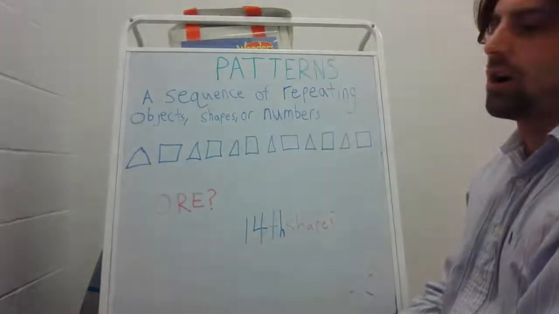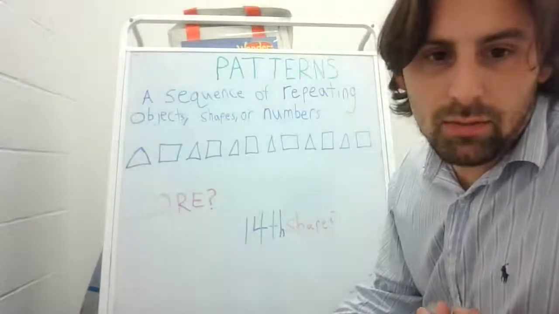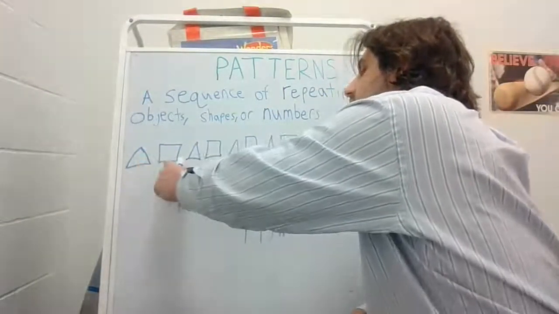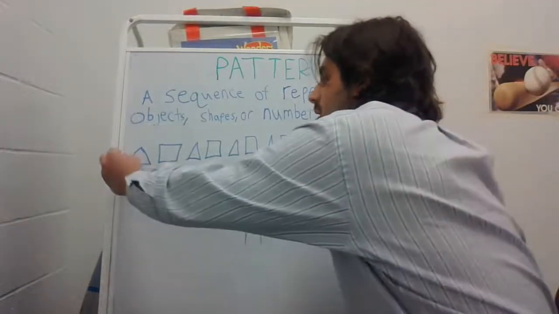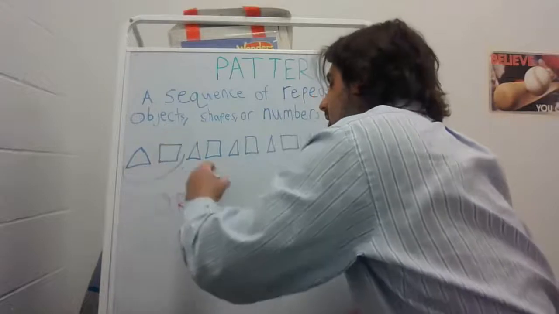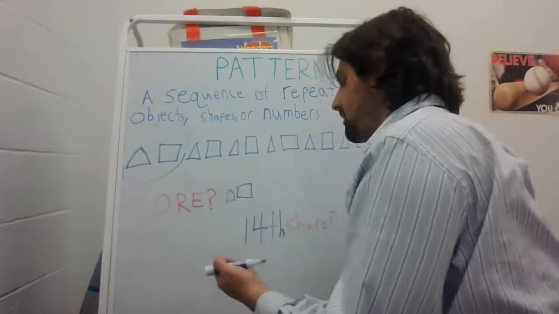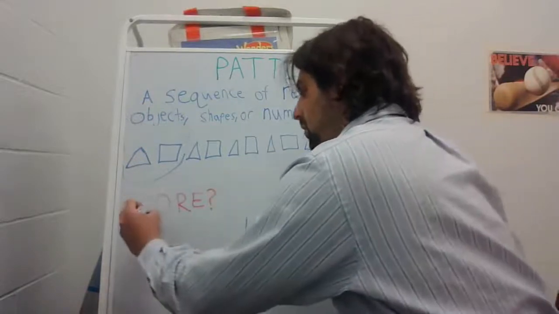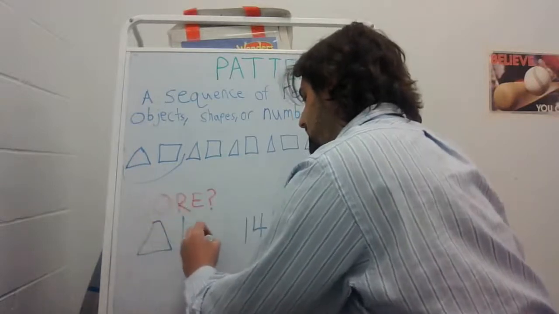So what is the smallest number of terms that keep repeating? Looking here, I have a triangle, a square, another triangle, another square, another triangle, another square. So the core, triangle, square, is the core of the pattern, because that's what keeps repeating.